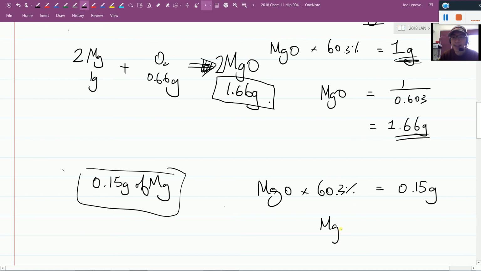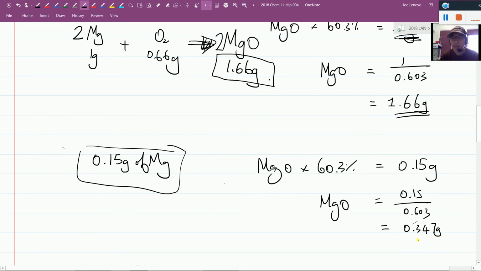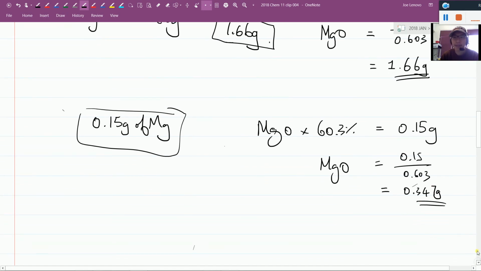Then the expected result that we find would be 0.15 divided by 0.603, which equals 0.347. 0.347 gram is what we expected to form at the end.